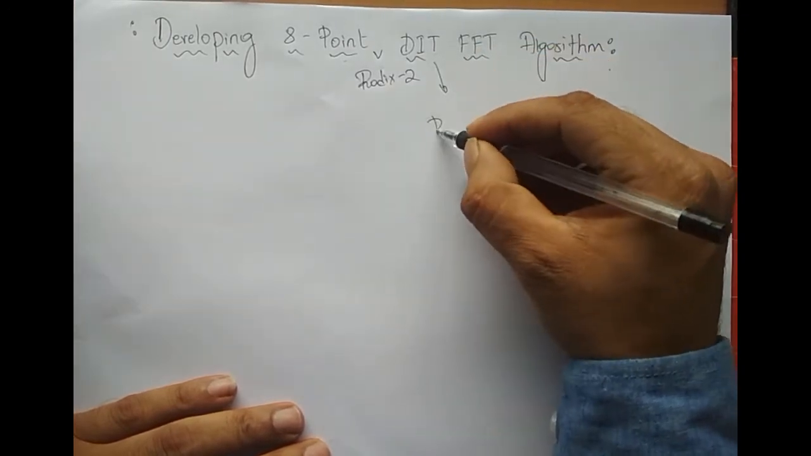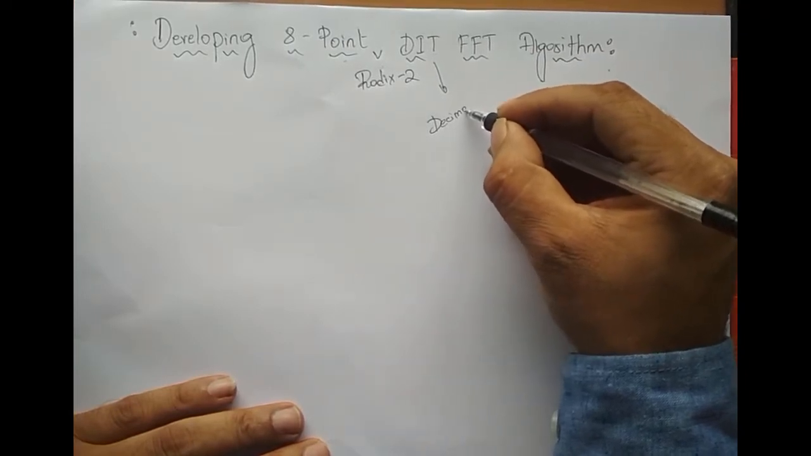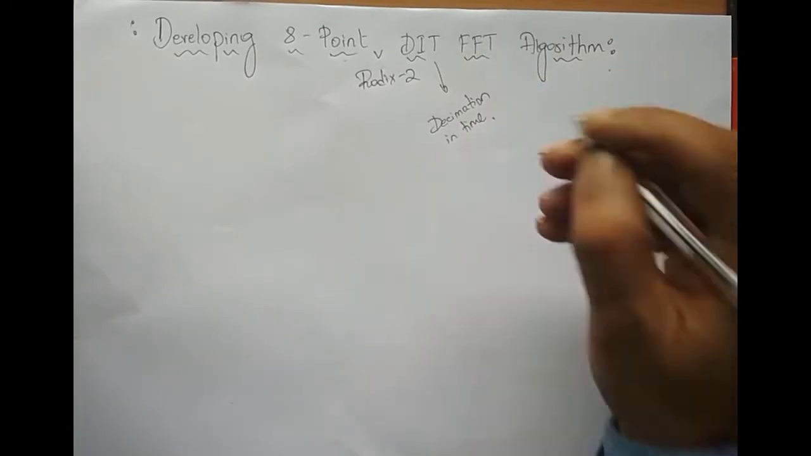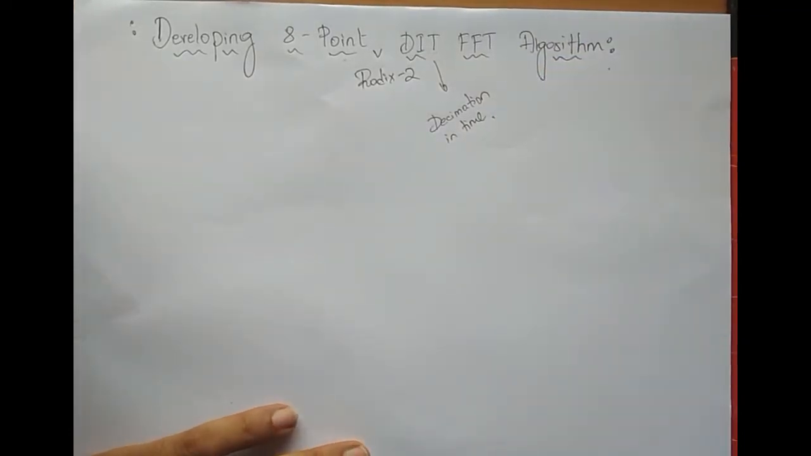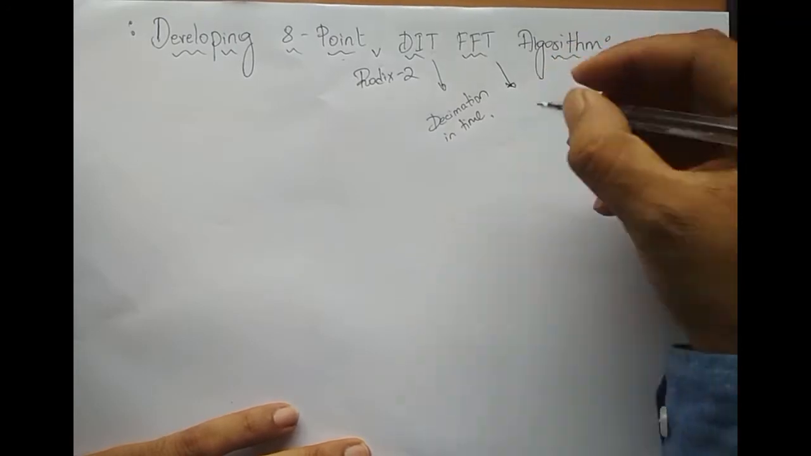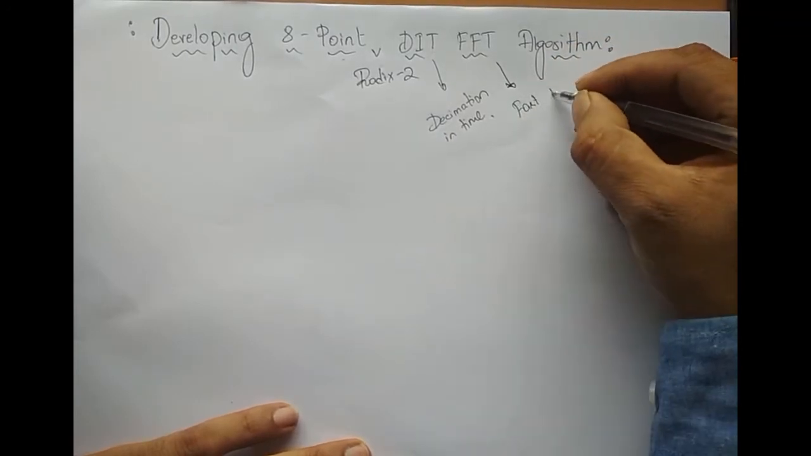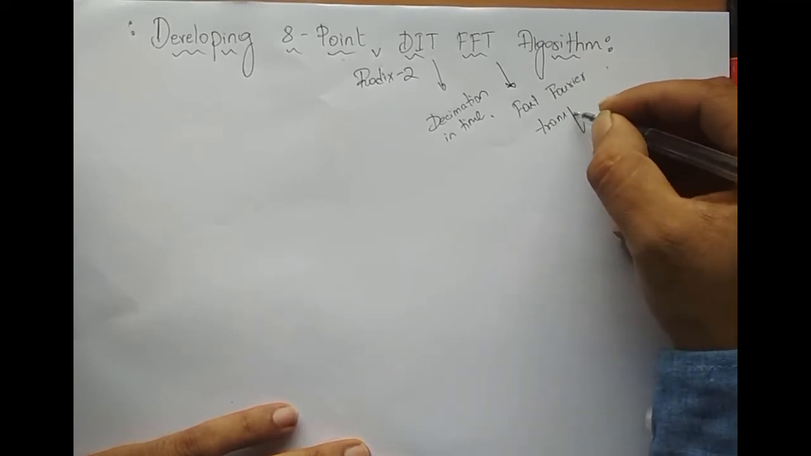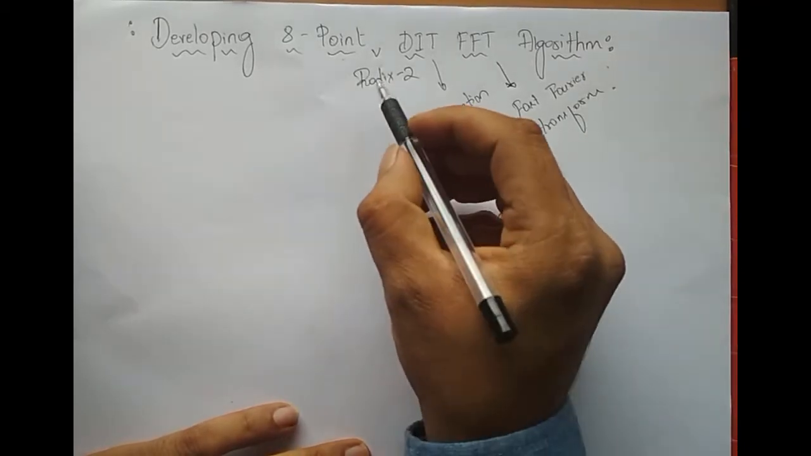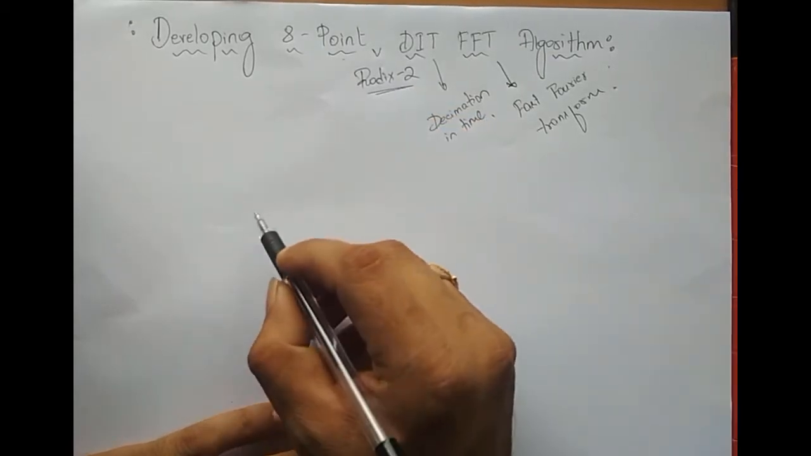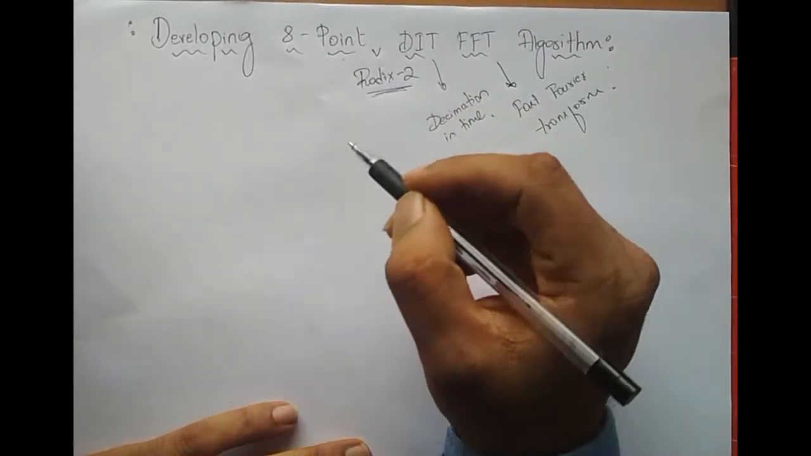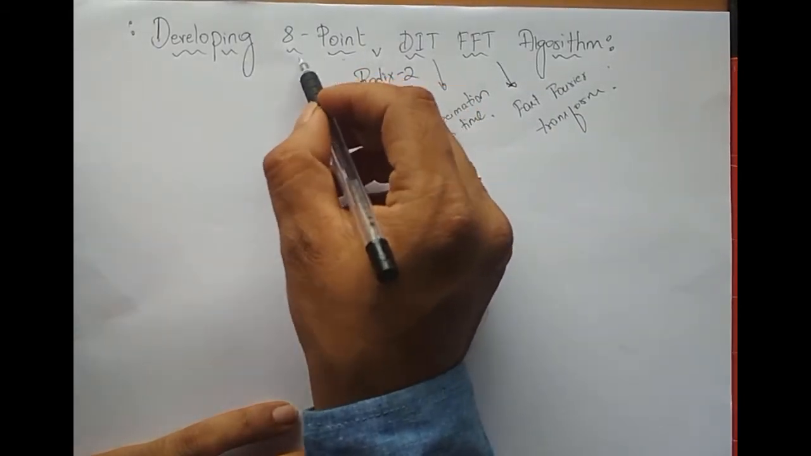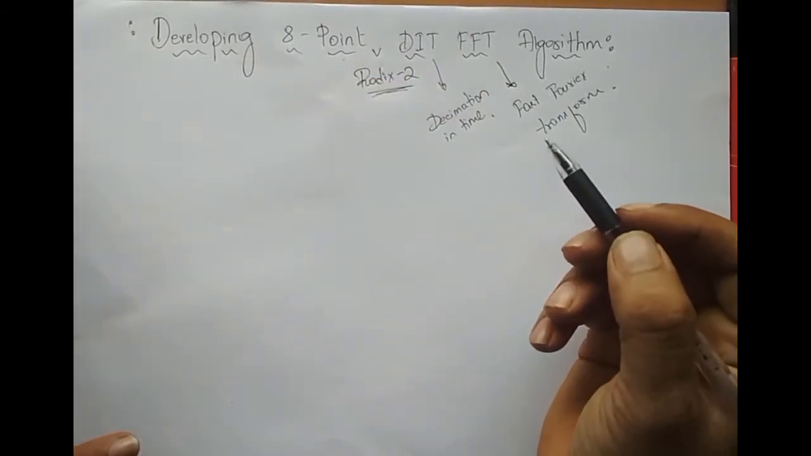So this is decimation in time, and FFT stands for fast Fourier transform. And also it is called radix 2. Why radix 2? I will let you know when we are done with developing the algorithm. Okay, so it's an 8-point. We are developing an 8-point radix 2 DIT FFT algorithm.